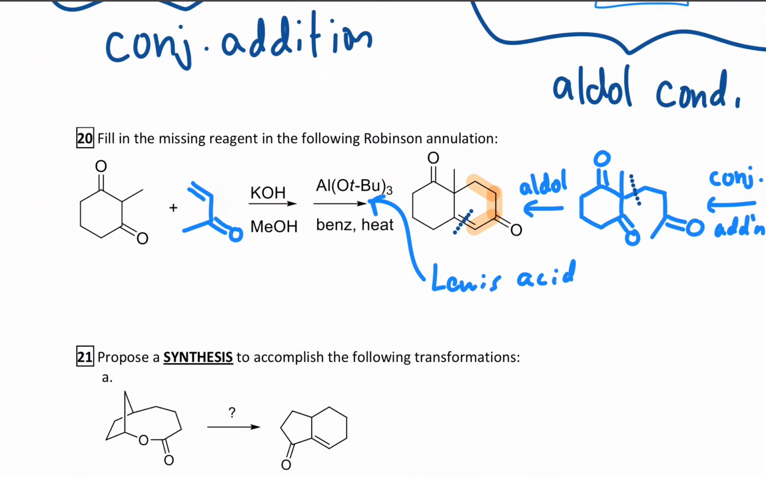And it drives the reaction. Really all you need to know is look out for base for our purposes and heat to go to the condensation product. That's how you're going to get to a Robinson annulation product, starting with an enone and at least one ketone in your starting material.